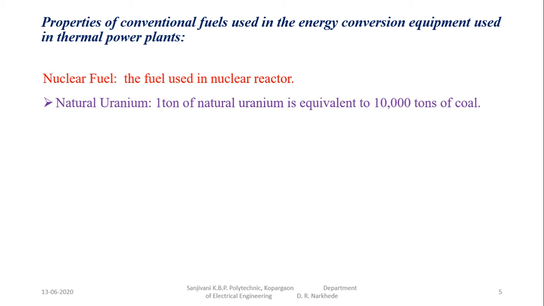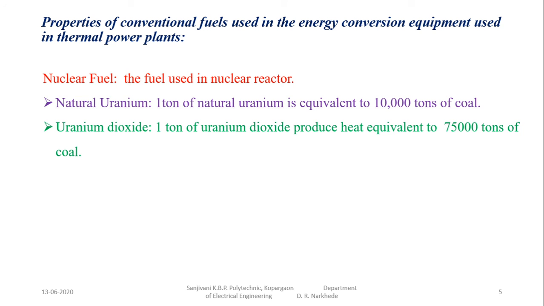Then next is uranium dioxide. It is a brittle ceramic compound, made as a powder and then sintered to form pellets. It is more stable than natural uranium and presents less problem of oxidation. It does not corrode as easily as natural uranium. Its advantage in the advanced gas-cooled reactor: 1 ton of uranium dioxide produces heat equivalent to 75 tons of coal.